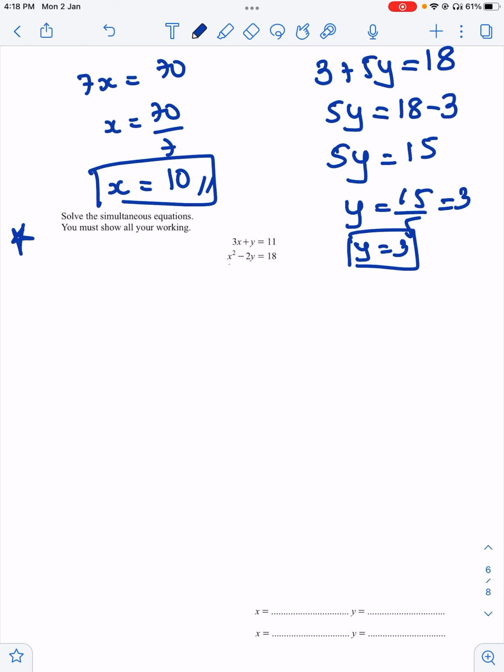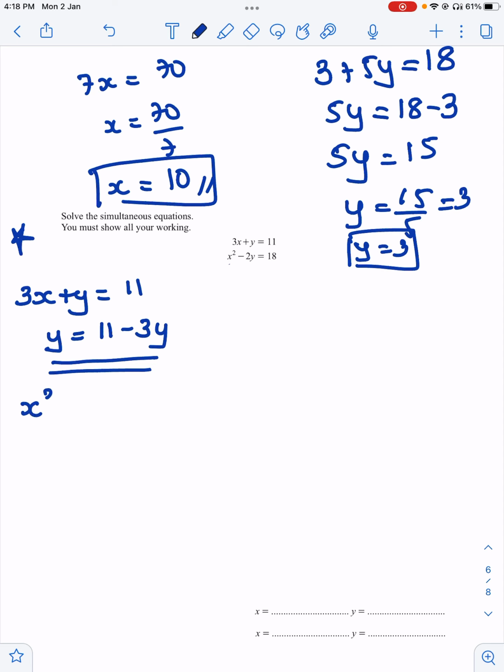Take the first equation. Just concentrate on how I do the sum. 3x plus y is equal to 11. I make y the subject. y is equal to 11 minus 3x. Now this value of y, 11 minus 3x, I substitute in the second equation. What is the second equation? x square minus 2y is equal to 18. I substitute: x square minus 2 bracket 11 minus 3y is equal to 18.